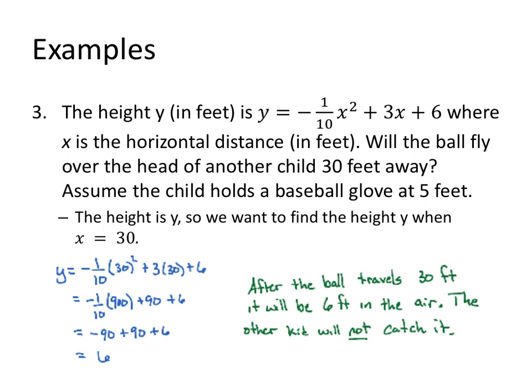feet high. So what does this in blue tell us? It tells us after the ball travels 30 feet horizontally, it will be at a height of 6 feet. But the other kid is holding his glove at 5 feet, so it's going to go over his head, and he's not going to catch it. Bummer.